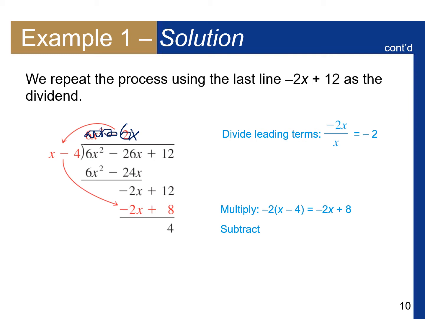Now I'm going to ask myself, what would I multiply this x by to get negative 2x? The other thing is I could say, what do I divide if I divide negative 2x? If I divide that by x, what will I get? And I will get negative 2. Either thought will give you minus 2 right here. Okay?